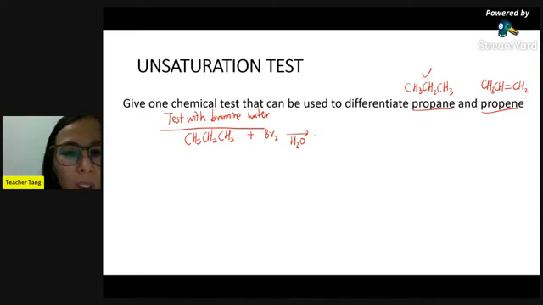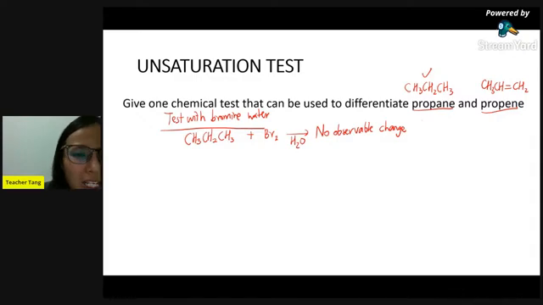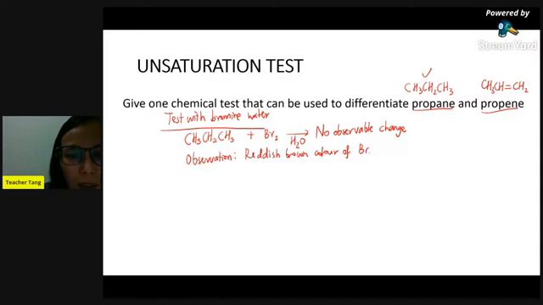So we write no observable change. If no observable change, that means the Br2 is still reddish brown in color. So how do we write the observation? We write, the reddish brown color of bromine remains unchanged.